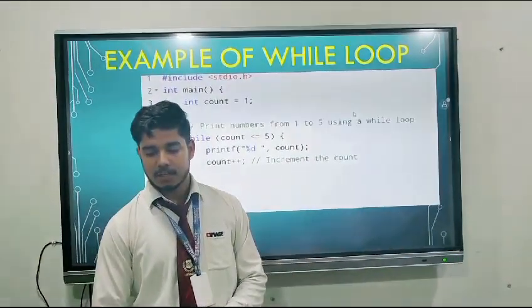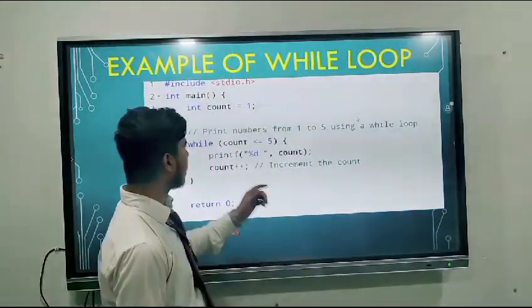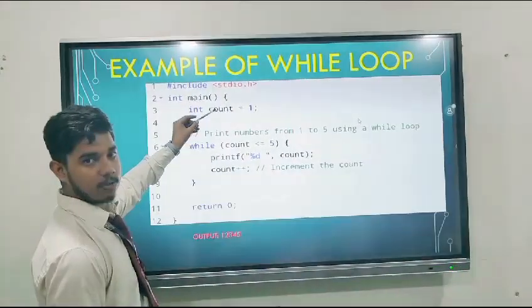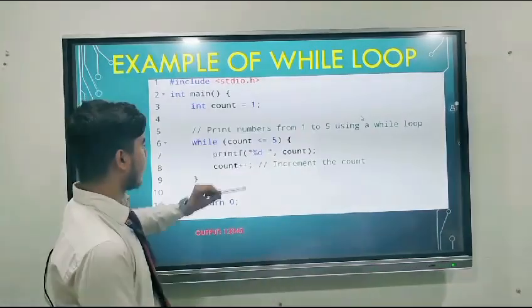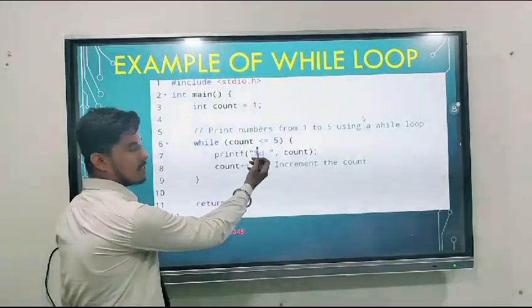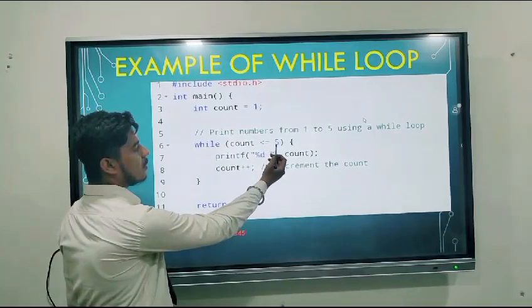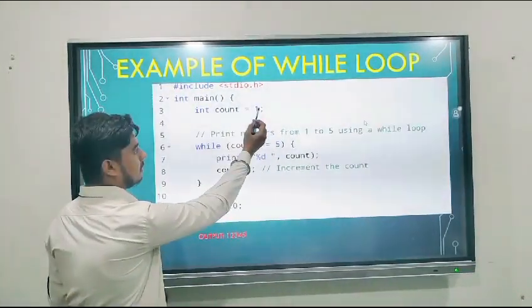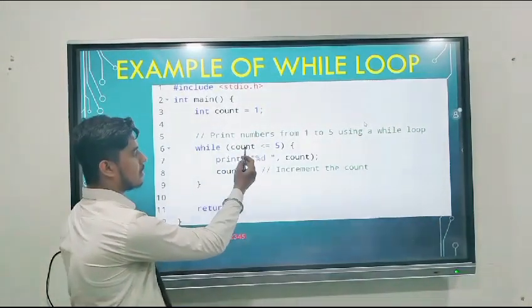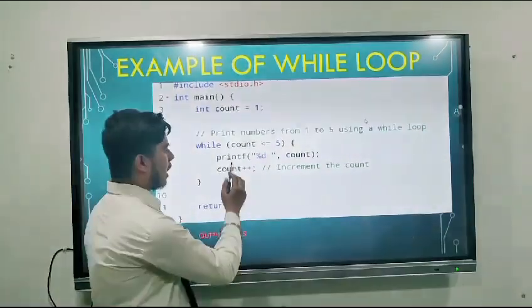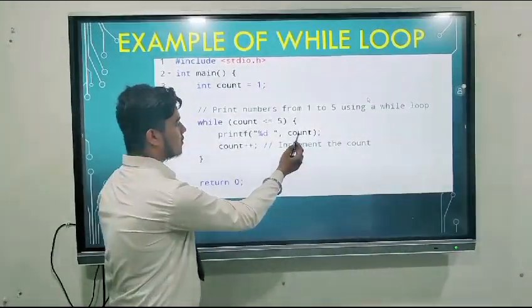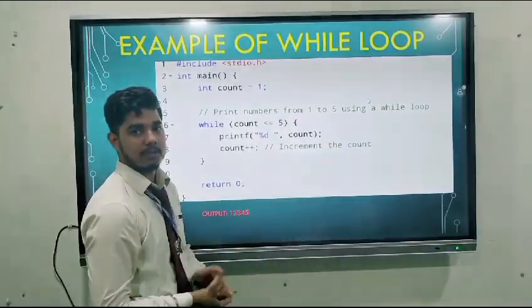Before that, in the example of while, you can see we take a count, that is the initialization for the loop, which is 1. After that we check the condition: if count is less than or equal to 5, then only we enter into the loop. We take count as 1, which is less than 5, so we enter into the loop. After that we execute printf of percentage d, that is count, and count is 1, so the output is 1.